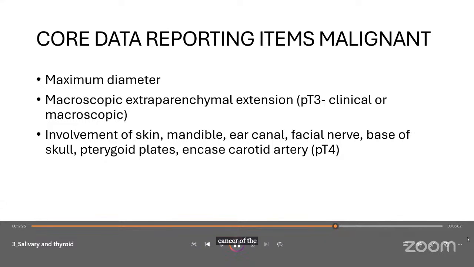So important features that can impact on T-staging, on maximum tumour diameter, evidence of clinical or macroscopic extraparenchymal extension, which will result in upstaging of the tumour to T3, and broader involvement of skin, bones such as mandible or ear canal, or clinical evidence of facial nerve involvement, which would result in an immediate upgrade to a T4 stage.